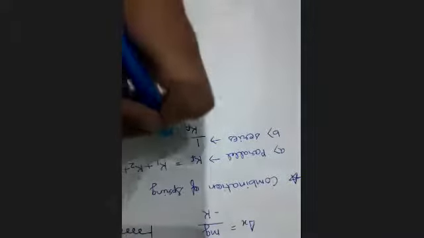The next point, combination of springs. One is parallel and the other one is in series. The parallel one is equal to k1 plus k2 and so on. And in series, it is 1 upon kf is equal to 1 upon k1 plus 1 upon k2 and so on.